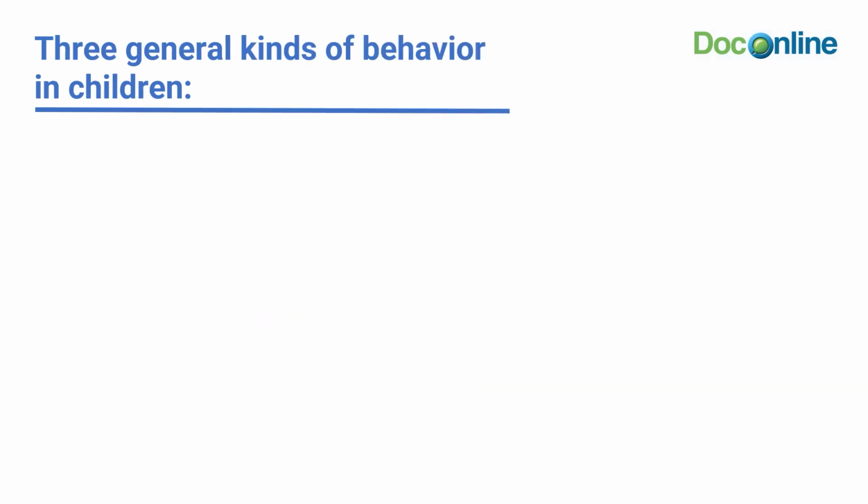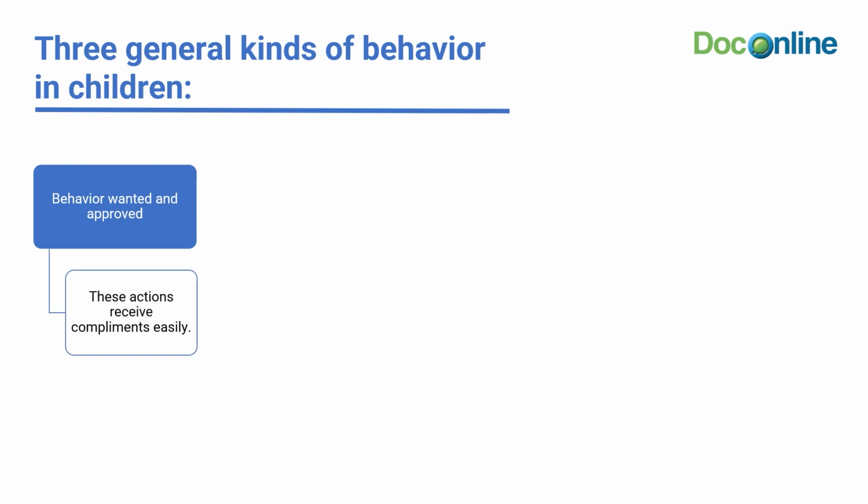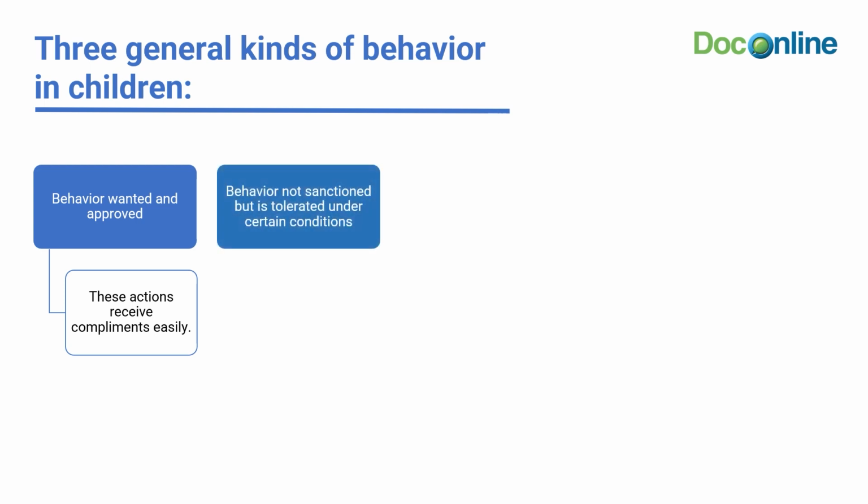You may find it helpful to consider three general kinds of overt behaviors. First, there are some behaviors which are wanted and approved. They include doing homework, being polite, and doing chores. These actions receive compliments freely and easily. Second, there are behaviors which are not sanctioned but are tolerated under certain conditions, such as during times of illness or stress. These include not doing the daily chores, baby talk, or being excessively self centered.